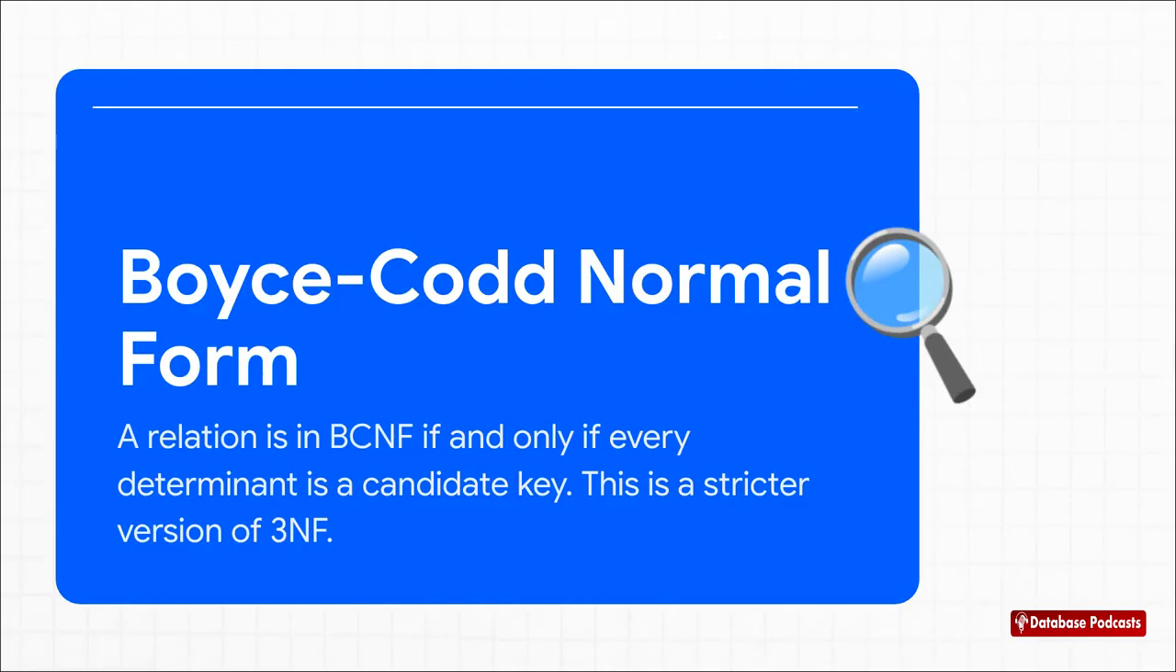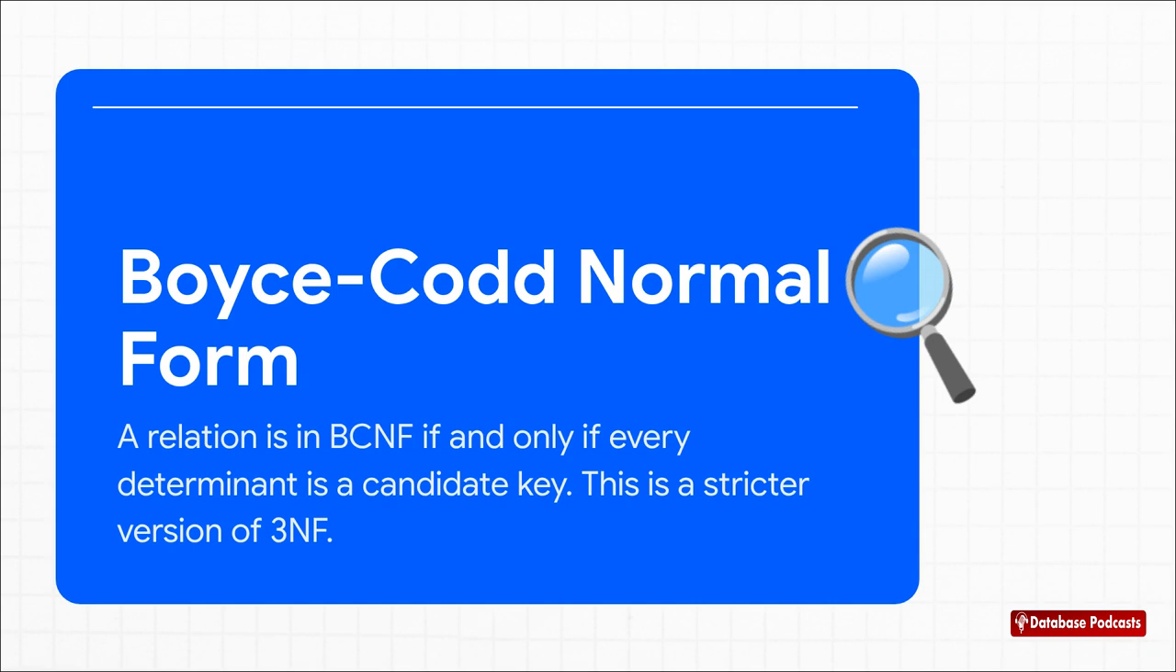And that brings us to the main event, Boyce-Codd normal form, BCNF. It's a stronger, stricter version of 3NF, and honestly, the rule is just beautifully simple. A table is in BCNF if every single determinant, and a determinant is just anything that determines another column, is a candidate key for that table.